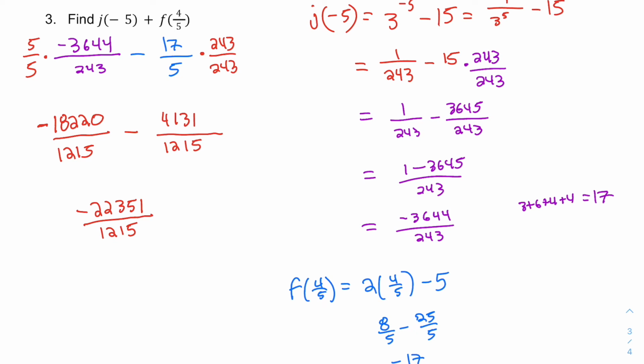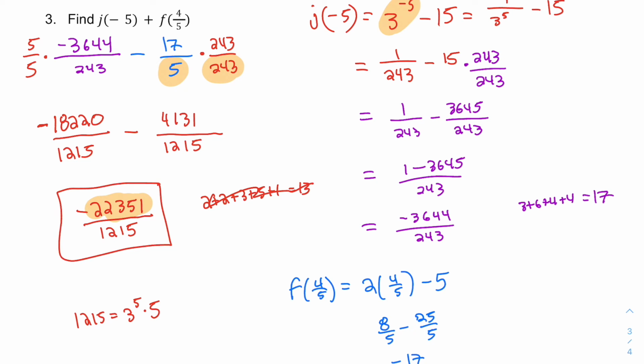I know my denominator, 1215, prime factored is 3 to the 5th times 5, because it came from having a 5 in 243, which came from 3 to the 5th. And so I just need to test if my numerator is divisible by 3, because it's clearly not divisible by 5. So let me check. 2 plus 2 plus 3 plus 5 plus 1. So that's 4, 7, and 5 is 12, is 13. It is not divisible by 3, so this is fully simplified.